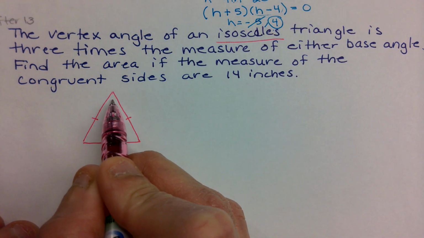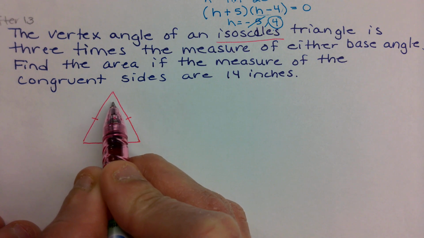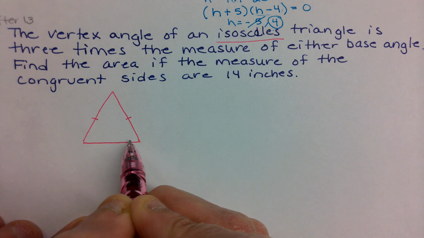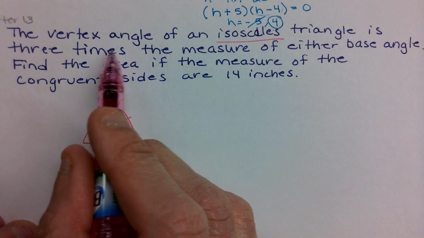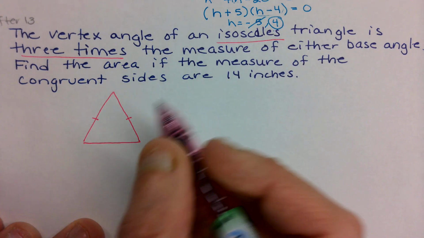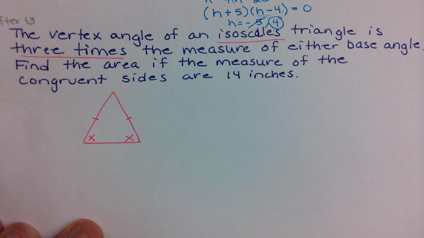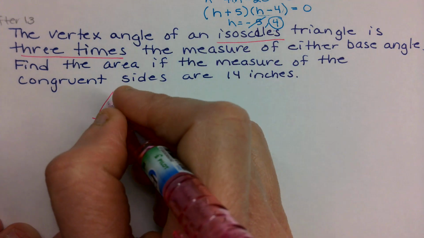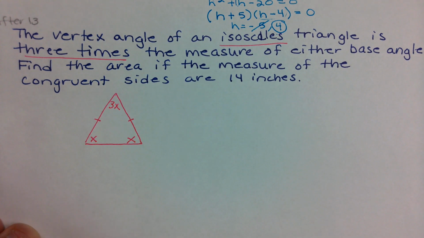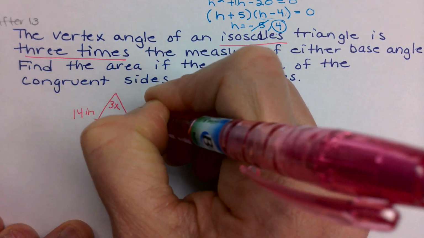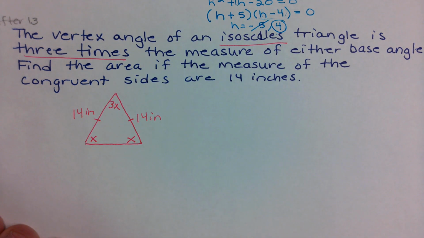Okay, so the vertex is always between the two sides that are the same, and then these are your base angles. So if the vertex is 3 times the measure of either base, I could call my bases x and x. Keep it simple. They're the same. This is 3 times that, so it's 3x. Find the area if the measure of the congruent sides is 14. So these are 14 inches and this is 14 inches. I do not know the other one.